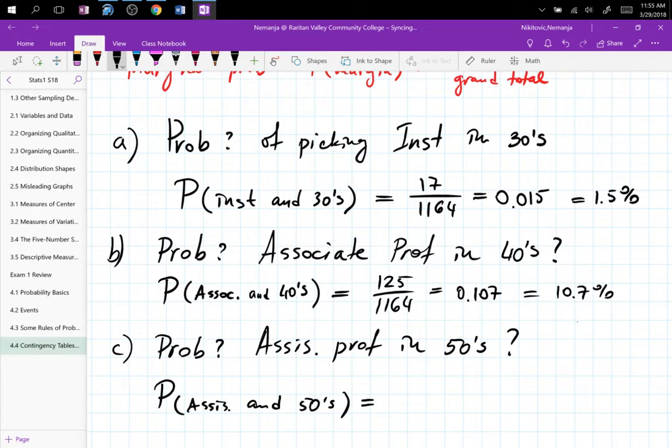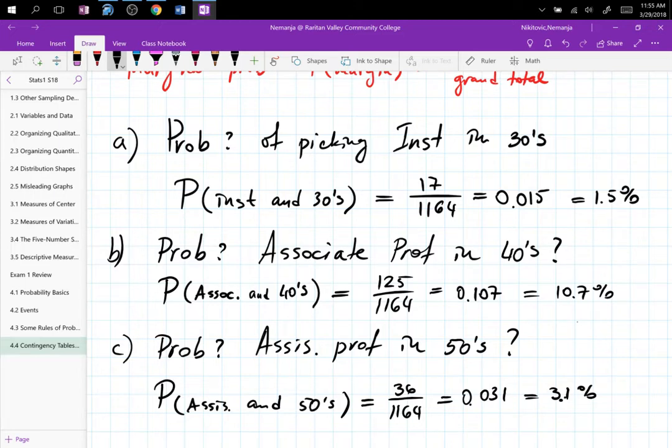So assistant professor in 50s, 3.1%, right? So what are the numbers? 36 over 1164, which is 0.031. So that's about 3.1%. Now, this is what we have.